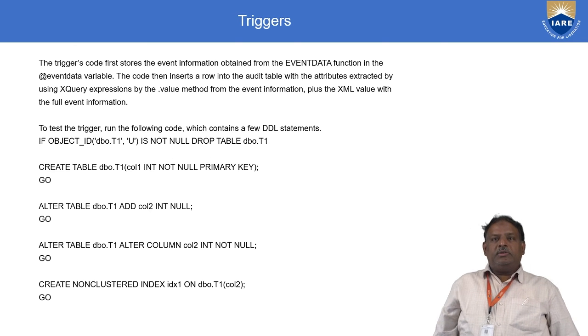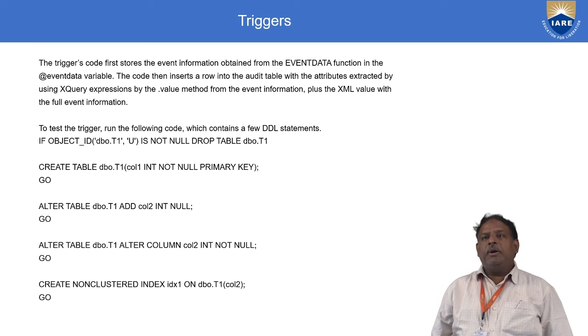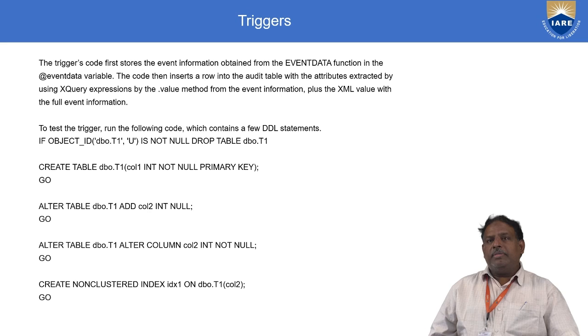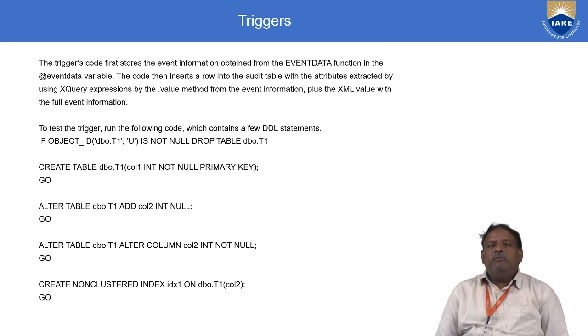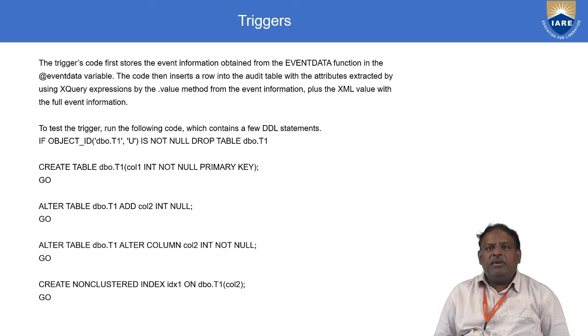The trigger code first stores the event information obtained from the EVENTDATA function in the event variable. The code then inserts a row into the audit table with attributes extracted by using a query expression, by the value method, from the event information, the XML value with the full event information. To test the trigger, run the following code which contains a few DDL statements.